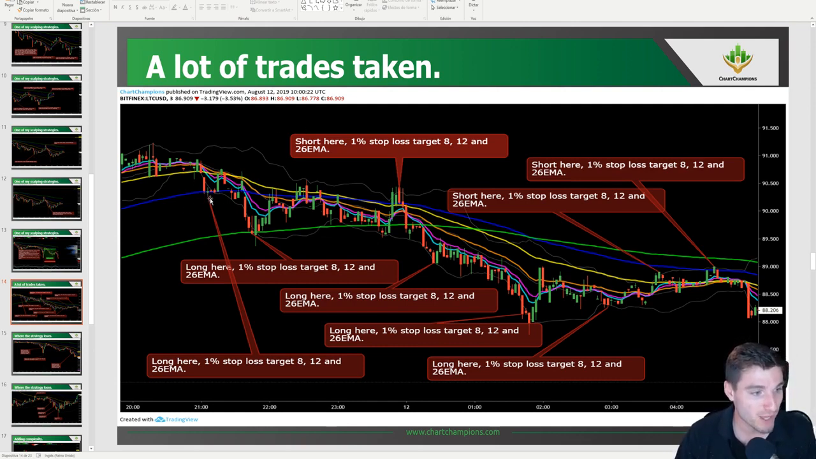Obviously, that takes practice and experience. But for example, here: enter a long when you close outside the Bollinger Bands. Here you hit the 26 exponential moving average, winning trade. Okay, where's the next trade? Okay, here.